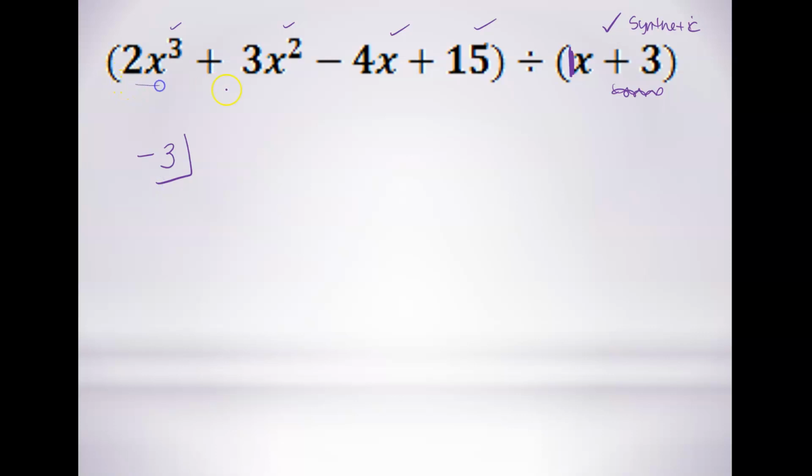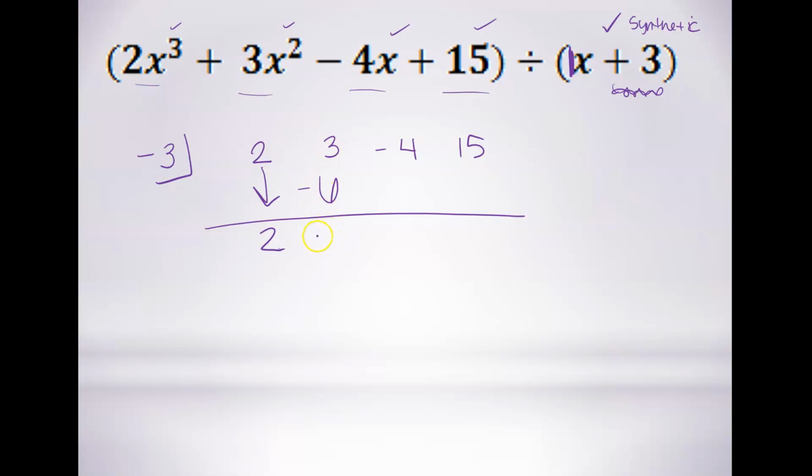We're going to write down the coefficients of each of these four terms. So that's 2, 3, negative 4, 15. We're going to bring the 2 straight down. So 2 comes straight down. Then we multiply the box times that number. So you get negative 6. Add straight down, negative 3. Negative 3 times negative 3 is positive 9. Add straight down. Negative 3 times 5 is negative 15. Add straight down, another remainder of 0. So once again, very happy.